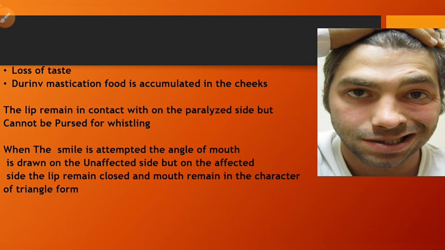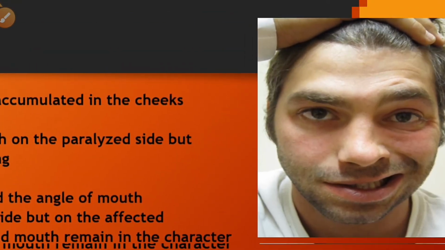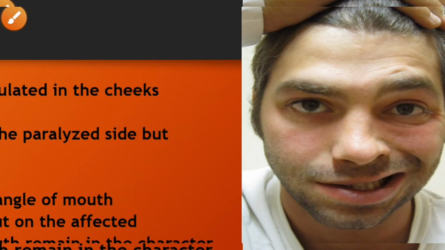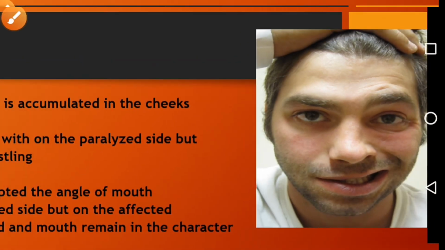And when a smile is attempted, the angle of the mouth is drawn to the unaffected side, but on the affected side, the lips remain closed and the mouth remains in a triangular form. So when we try to smile, the lips on the unaffected side are expressed. As you can see in the picture, the lips on the unaffected side are open, while on the affected side they remain in contact with each other, and this resembles a triangular shape, so it is called triangular firm lips.